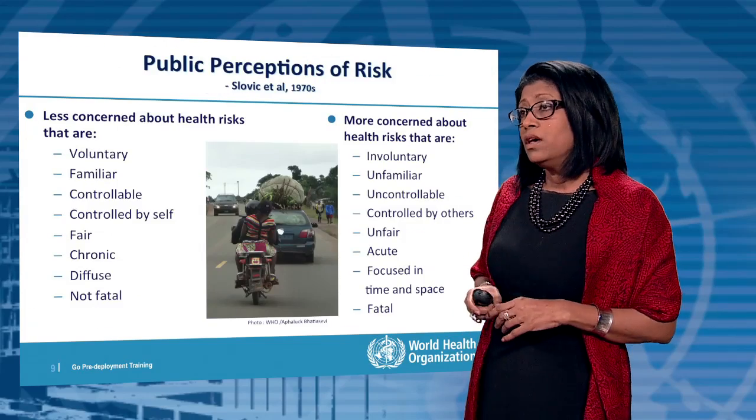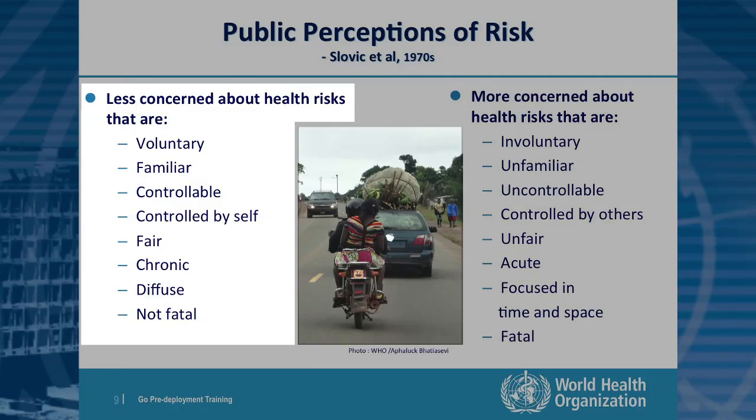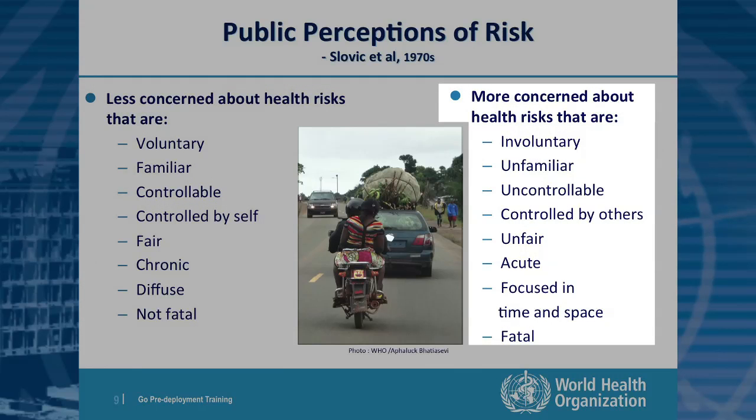There have been a lot of studies, as far back as the 70s, when Slovic and his team of researchers came up with solid social science research that there were some factors that affected how people perceive things. So people who are affected by a risk, say the risk of getting Ebola, tend to be more concerned about the health risk if it's involuntary, if it's unfamiliar, if it's controllable or controlled by others, if it's seen as unfair, acute, or happening very quickly, or if it's fatal.